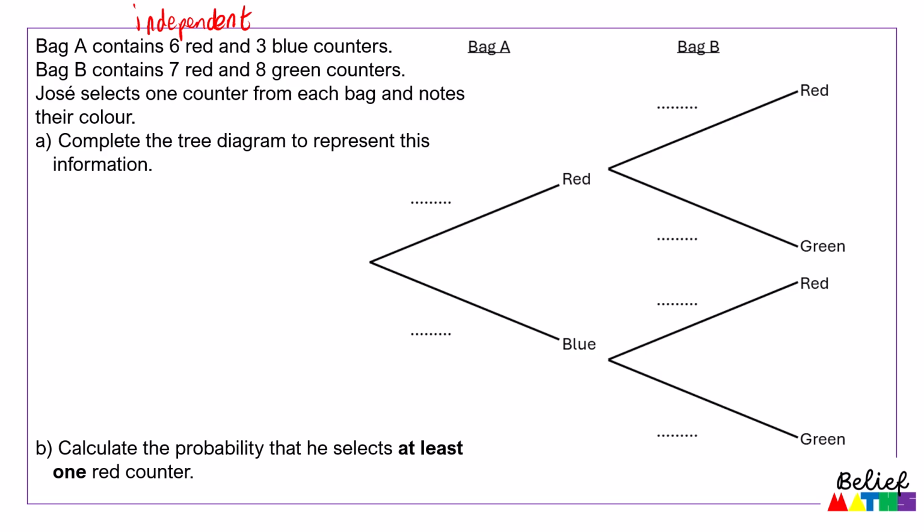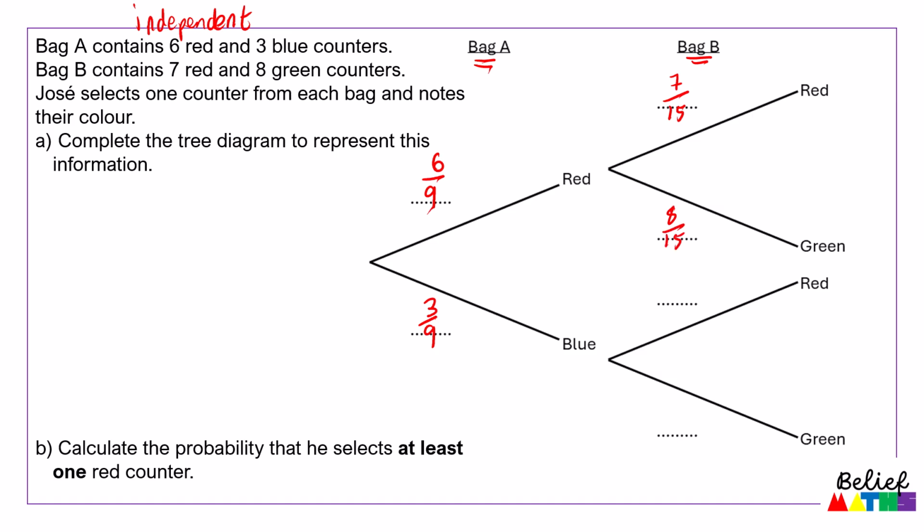Now in this case, we're given just the numbers here, so what we want to do is figure out the probabilities. And the easiest thing to do is to use fractions. So the probability that it is red is 6 red counters out of 9 in total, and the probability of blue is 3 blue counters out of 9 in total, because they're both for bag A. Now for bag B, it's 7 red out of 15 in total, and then there's going to be 8 green out of 15 in total.